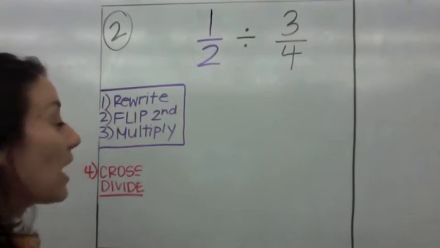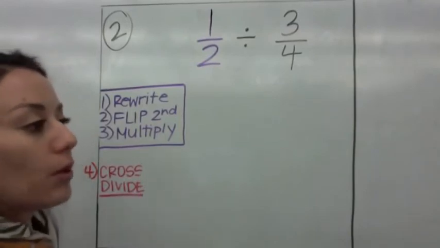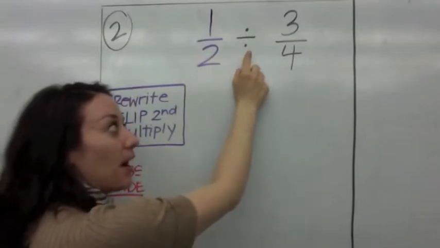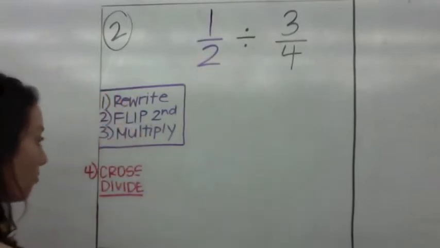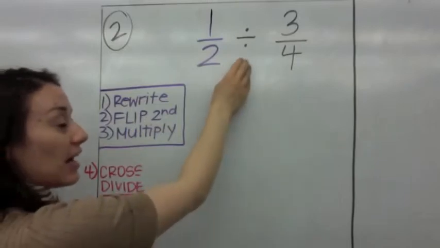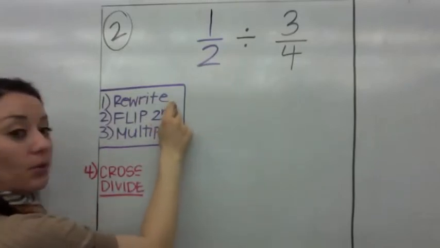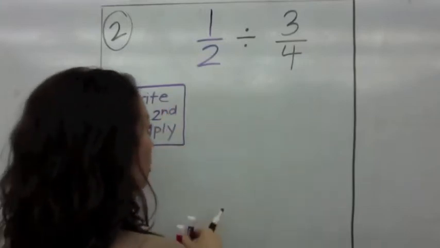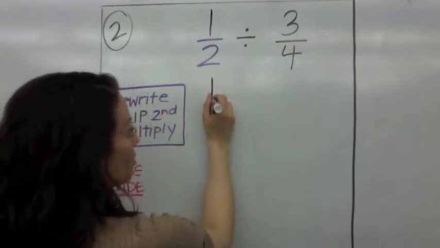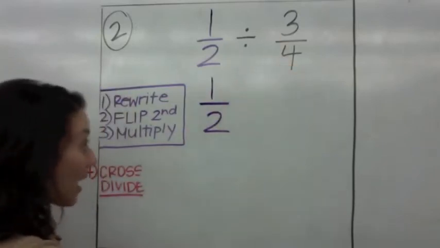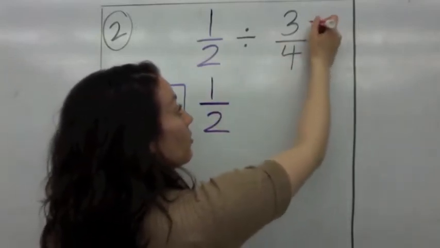Okay, read and write example 2 with me. Read it. It says 1/2 divided by 3/4. Okay, great. So if we're going to divide fractions, we follow these 3 steps. First, we do what? We rewrite the first fraction. So you rewrite it as 1/2. Okay, great. Then you're going to flip the second fraction, or you're going to take the reciprocal.